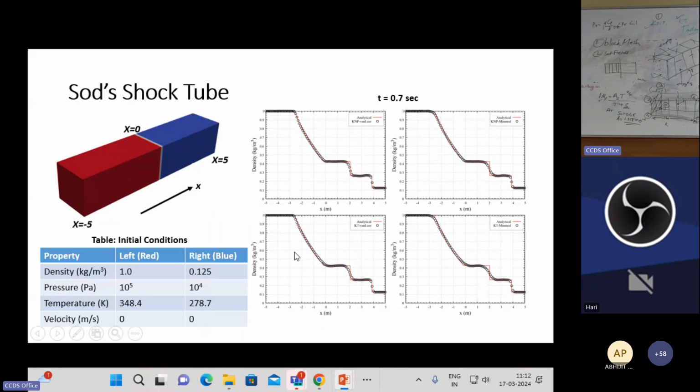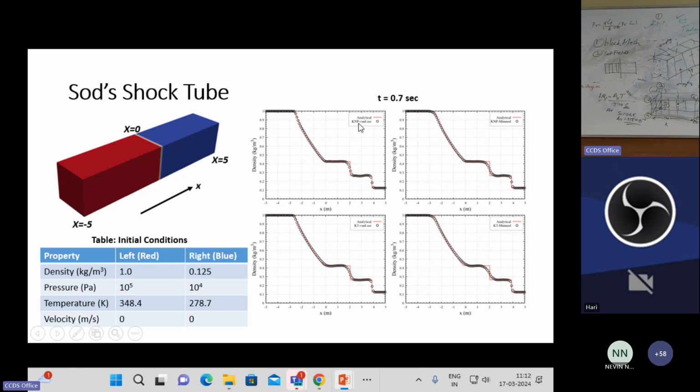So typically, this is what you are interested in looking at. Again, this is a validation. Its analytical solution is available. The red line that you see over here is typically the analytical solution.